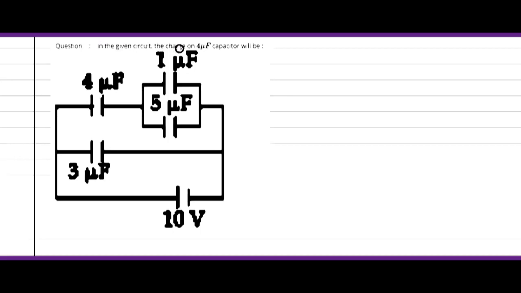In the given circuit, we have to find the charge on the 4 microfarad capacitor. This is 1 µF, this is 5 µF, a 10 volt battery is connected, and this is 3 µF. In this, the capacitors are connected as in the diagram.